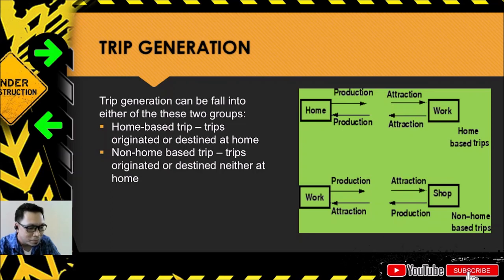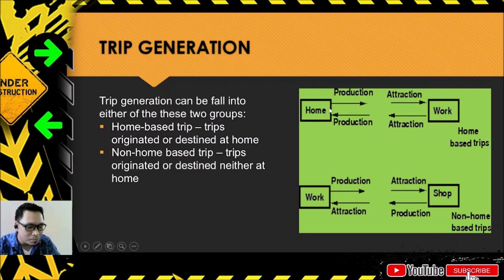We have home-based trips and non-home-based trips. Home-based trips are trips that originate or are destined at home. Non-home-based trips are trips generated or destined at neither end at home. An example of home-based trips: from home, a trip is produced that is attracted to work. If someone in your home works, then they are attracted to work.